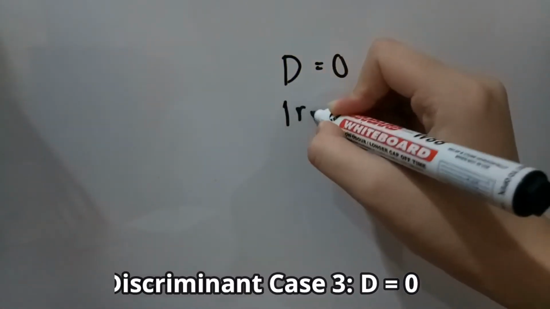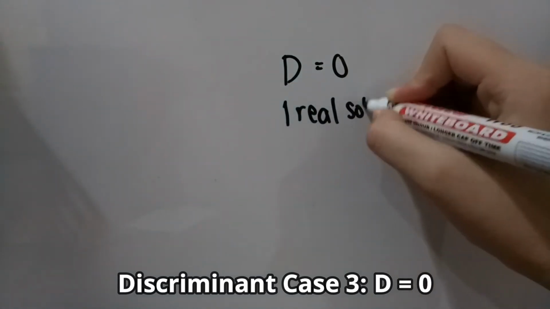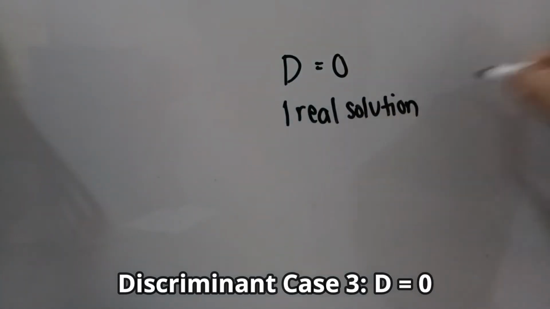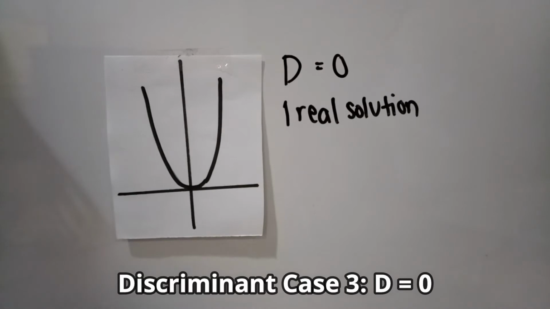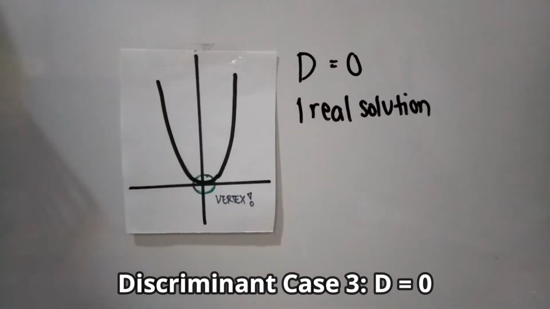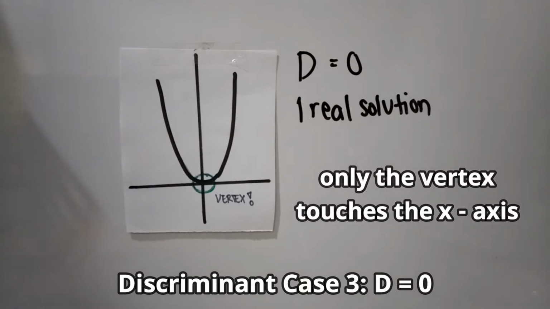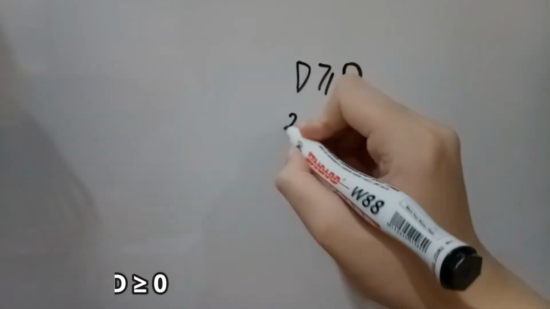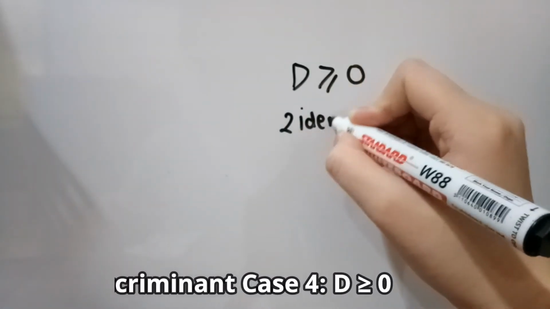Discriminant case 3, d is equal to 0. If your discriminant's value is equal to 0, your function has exactly one real solution. This means that only one point on its graph will touch the x-axis, and it has to be the vertex, because it's the only point that has its own y value, while the other y values have 2 points due to symmetry.